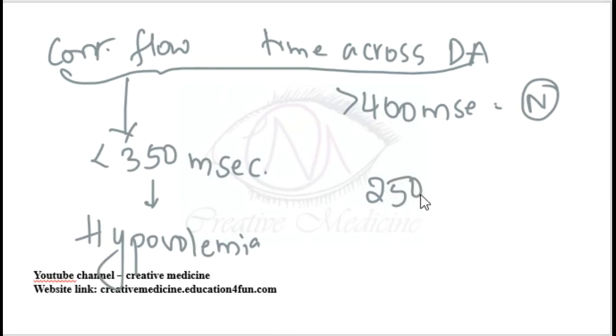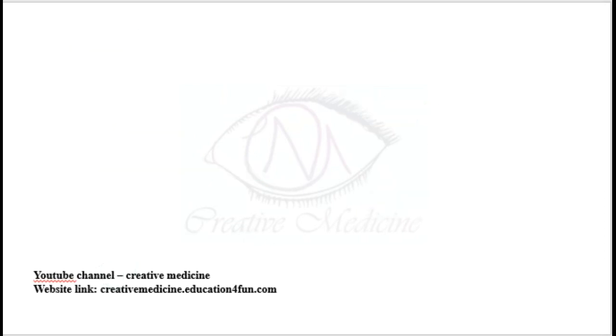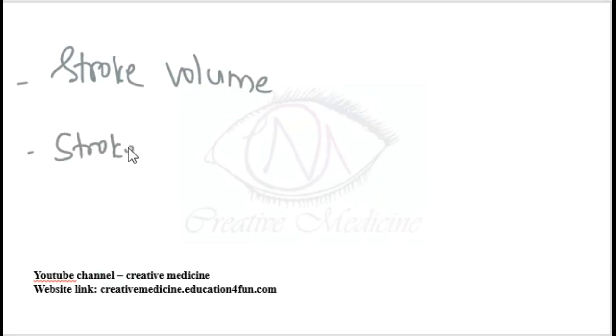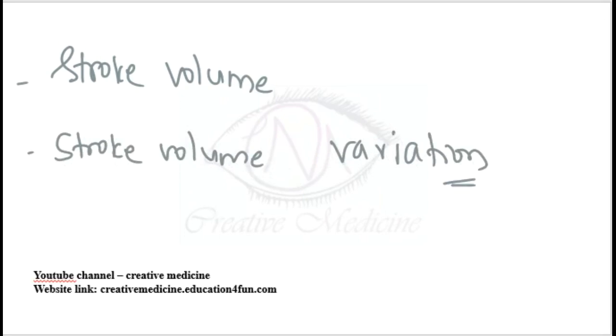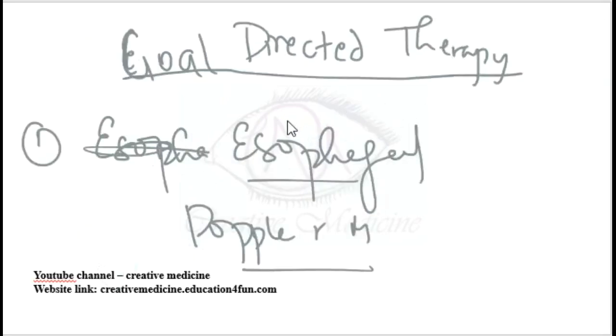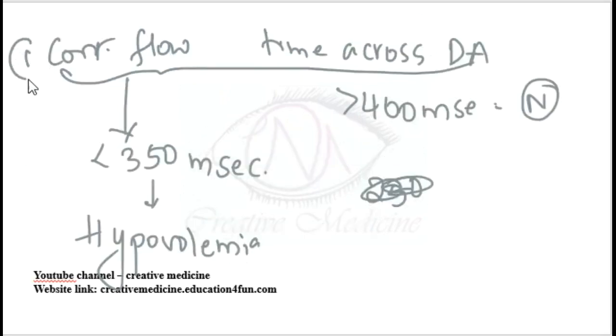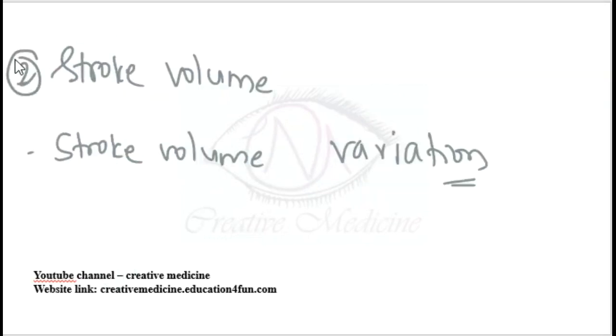Then stroke volume. Stroke volume indicates fluid responsiveness. Stroke volume variation in inspiration and expiration can also be calculated by esophageal Doppler monitoring. So with esophageal Doppler monitoring, we can calculate three parameters. One, flow time across the descending aorta. Second, stroke volume or fluid responsiveness. Third, stroke volume variation in inspiration and expiration.